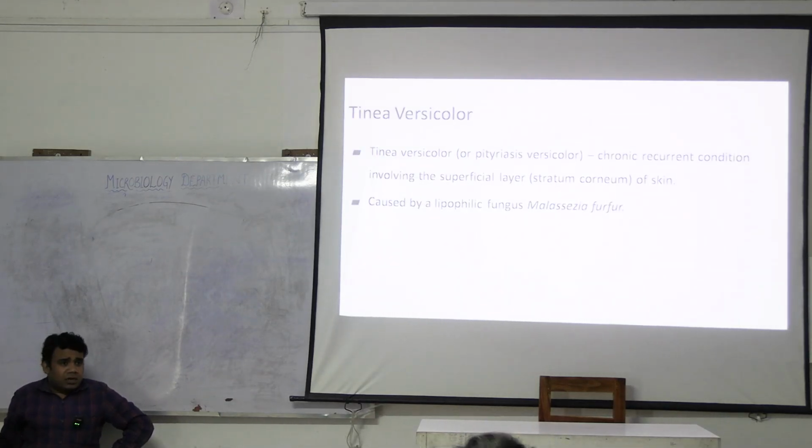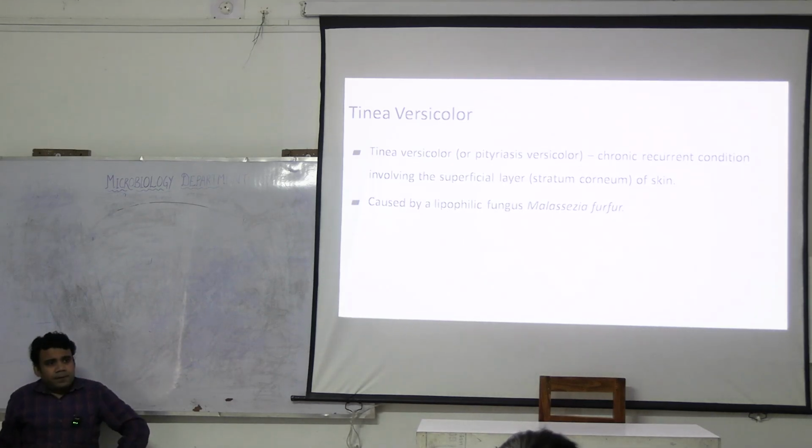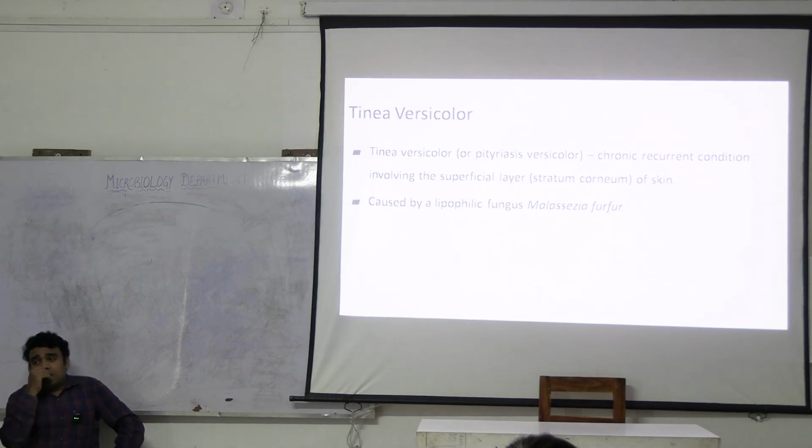Tinea versicolor. Tinea means worm, versi means multiple, versatile, color means color. This is caused by a fungus called as Malassezia furfur. It's a yeast-like fungus, yeast fungus. Why versicolor? Because it may cause pigmentation. Hypopigmentation হতে পারে, hyperpigmentation হতে পারে. Hence it is called as versicolor. নানা রকম pigmentation হতে পারে.